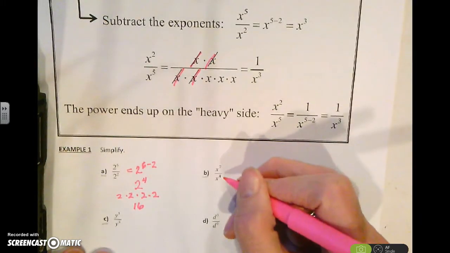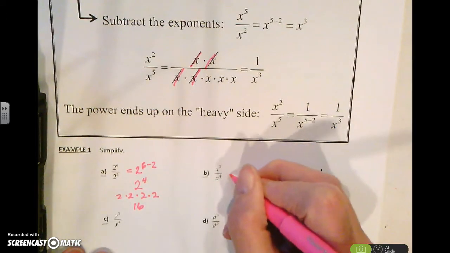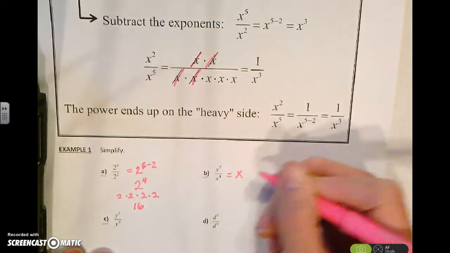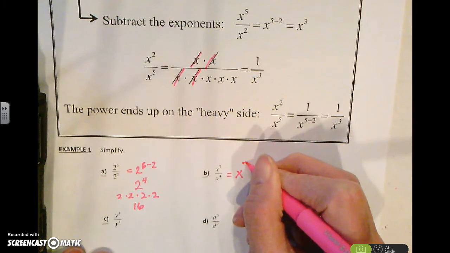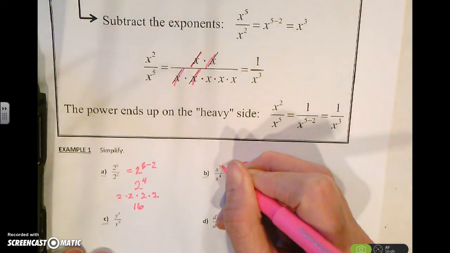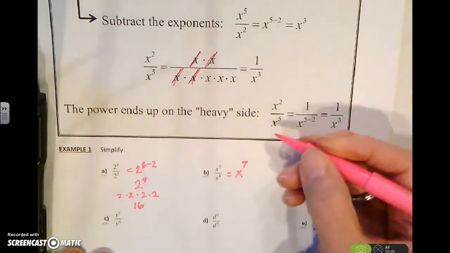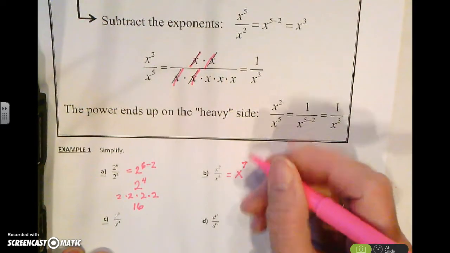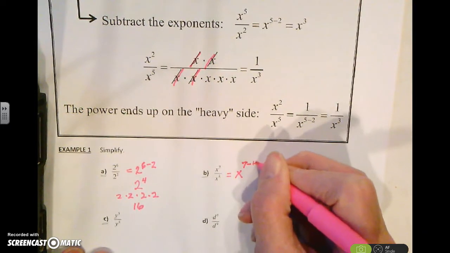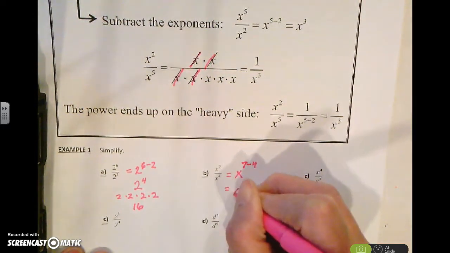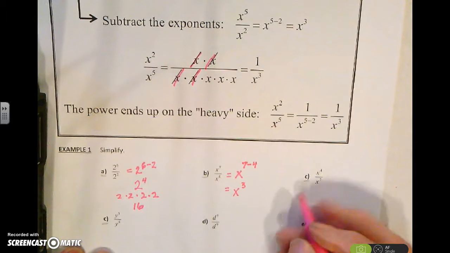Then I have x to the seventh divided by x to the fourth. So my base is x. I'm going to keep my base. I'm going to take my 7, which is the heavier one. So notice in the first one, the 6 was heavier, so I ended up with it in the numerator. Again, 7 is heavier, so 7 minus 4 is going to be equal to x to the third power.